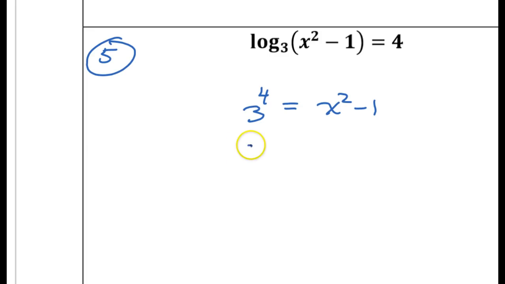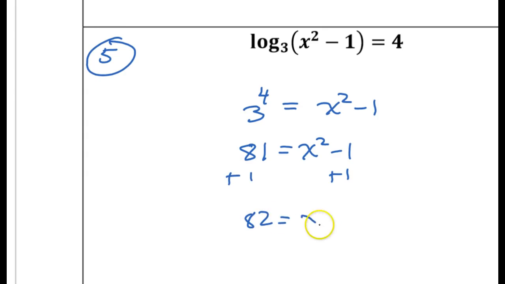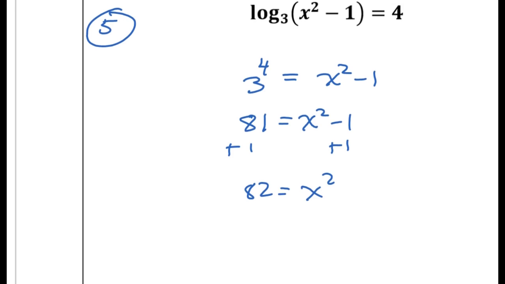So 3 to the 4th power, that's 81. So I've got 81 is equal to x squared minus 1. If I add 1 to both sides, that's going to be 82 is equal to x squared. If I take the square root of both sides, that's going to give me x is equal to plus or minus the square root of 82. That can't be simplified.